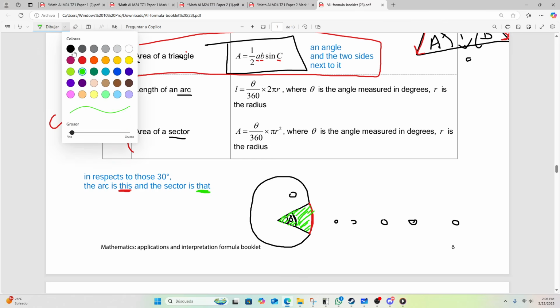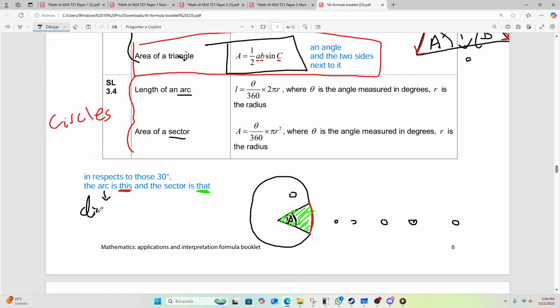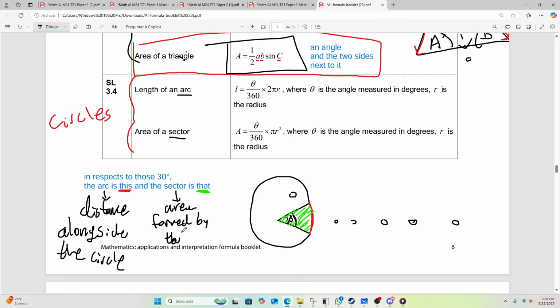So boom, you can already associate that the arc is sort of like the distance alongside the circle. Alongside the circle. Well, the sector is going to be the area, I guess, formed by that angle. By the angle. And so understanding that well is essential.